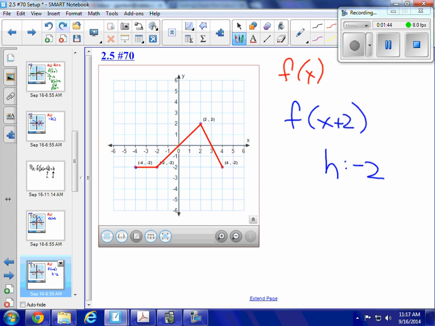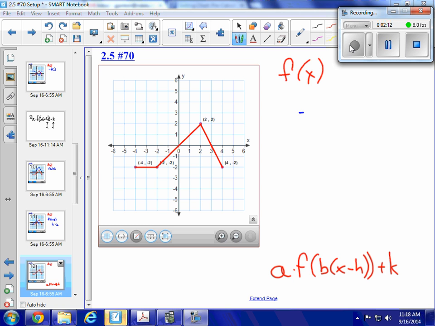I'll take this point, 1, 2. This point, next point over, 1, 2. Next point over, 1, 2. Next point over, 1, 2. Connect the points. And you can see that I've shifted my graph 2 points to the left. I've shifted it horizontally, my h.